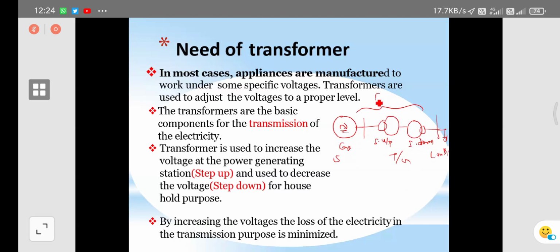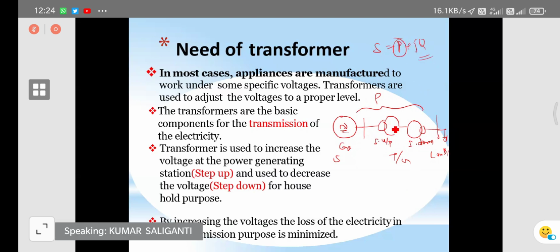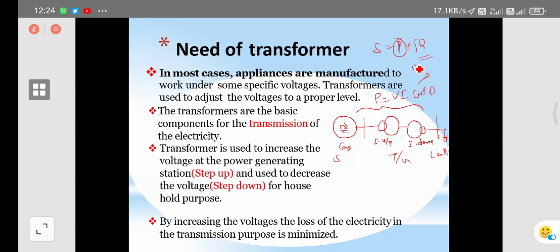Along the transmission line, the power is S equal to P plus jQ. But the reactive power is not useful; the real power is useful. The real power is V into I into cos phi. The cos phi is always around 0.8 to 0.85 lagging, because lagging means we are using an inductive load. Along the transmission, the power is constant, so it depends on the voltage and current.